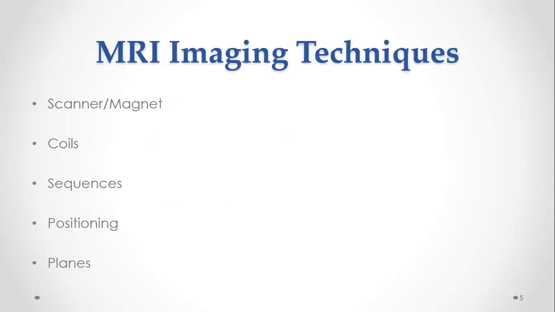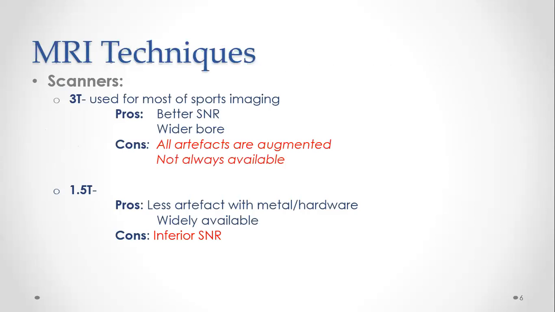MRI techniques, there are multiple factors that play into how you optimize your MRI imaging of sports injuries. We will talk about the scanners, the coils, the sequences, positioning, and planes. In MSK imaging, we prefer to use a 3 Tesla scanner whenever it is available. The reason for that is because it provides us with better SNR, and it has a wider bore, just in case you have a bigger athlete.